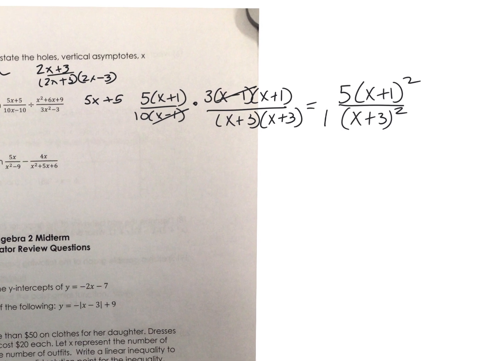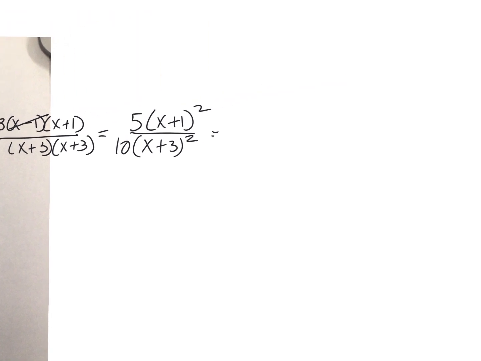Oh, wait, over 10 x plus 3 squared, which simplifies to 1/2 times x plus 1 squared over x plus 3 squared.